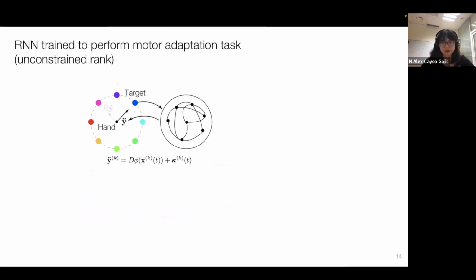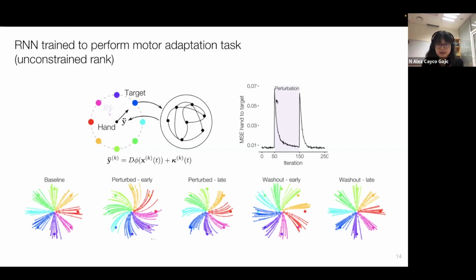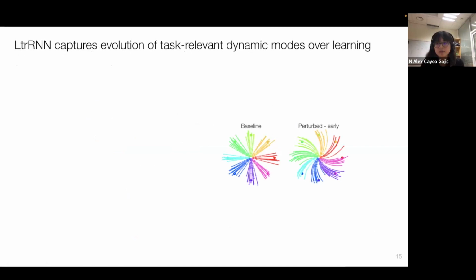So the first thing that we did, so first, this is not data. We first just trained an RNN of unconstrained rank, so just like a regular vanilla RNN with no constraints, to perform the same motor task. So here's the error in the perturbation, the washout, and here's how the RNN solves the task. Because we want to analyze the changes in the dynamics of the RNN, where we have the ground truth weights. So I'm not going to show it because of time, but we validate that the weight updates are low rank and low tensor rank.